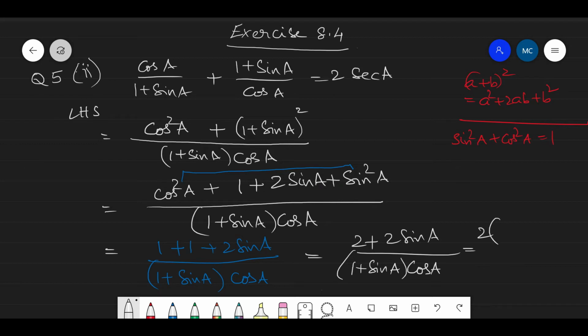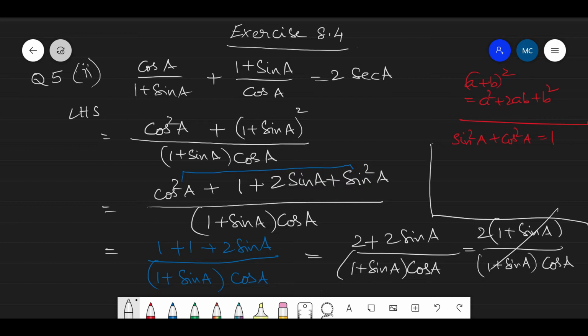Take 2 common in this. You will be left with 1 plus sin A by 1 plus sin A into cos A. Here you can cancel 1 plus sin A and 1 plus sin A, and your final answer will be 2 by cos A, that is equal to 2 secant A. This is the final answer. We proved it. Now this is your RHS.